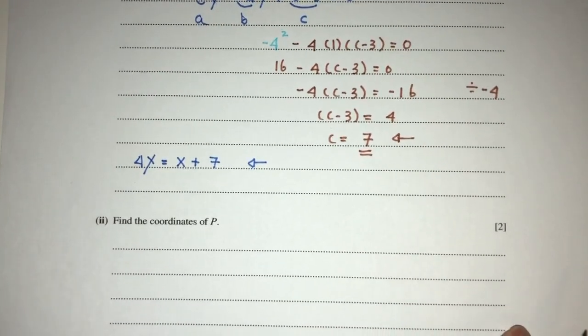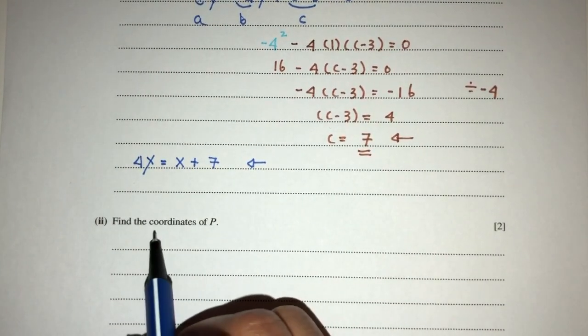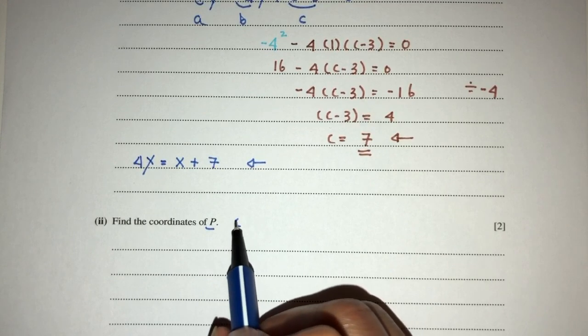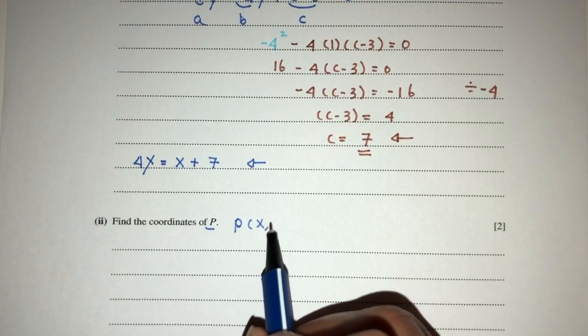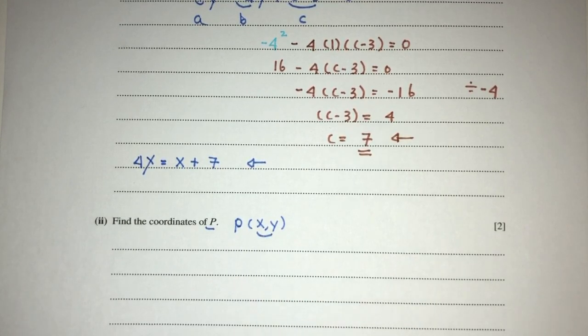Now for part 2, we have to find the coordinates of P. Basically, this is the point P, and we have to find the values of x and y. So we have to find these 2 points for P. Now again, let's go back to the main question to see where P is.